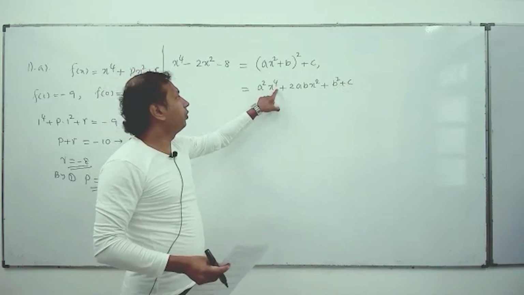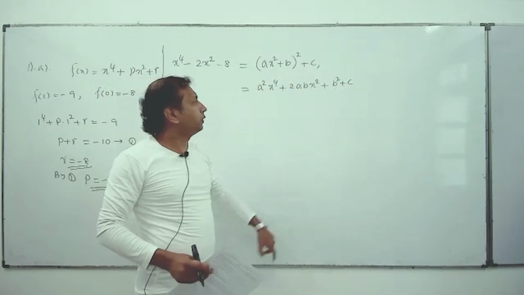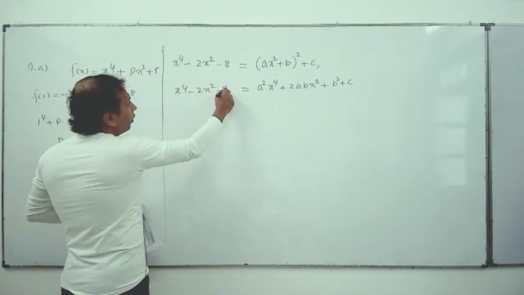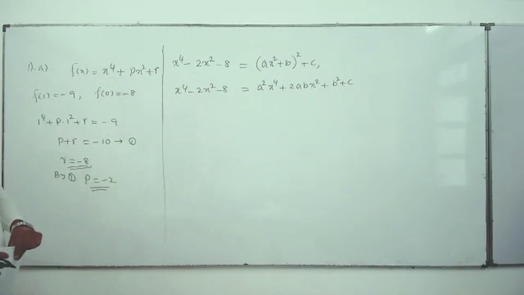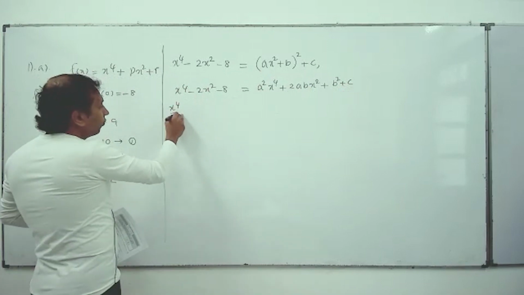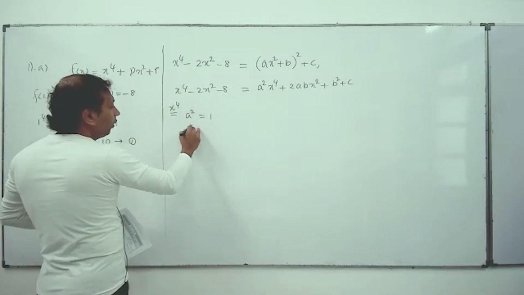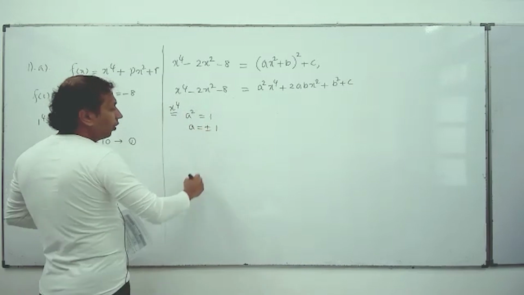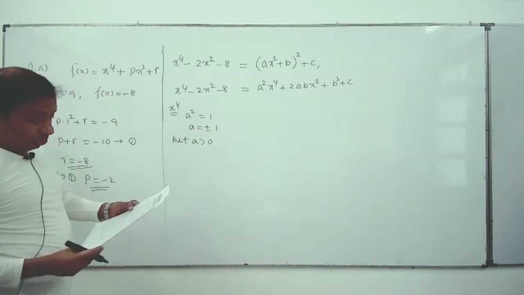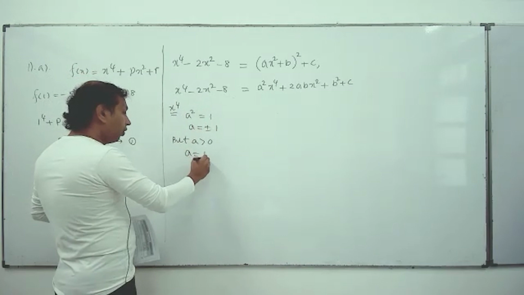Square this, we get multiplied this 2 by 2, 2ab x squared, b squared, c. Here we have x⁴ minus 2x² minus 8, right? Now, we can equate the coefficients. When you equate the x⁴ coefficient, right hand side a squared, left hand side 1, then a should be plus or minus 1, but given a is positive, no? In the question you are given a is positive, therefore this minus 1 we can't select, a equals 1.